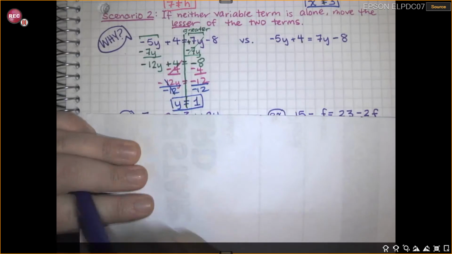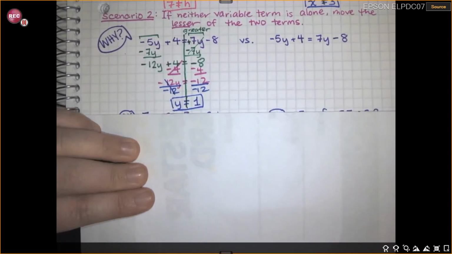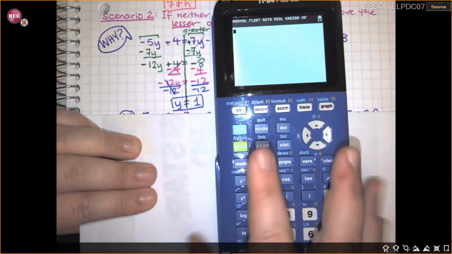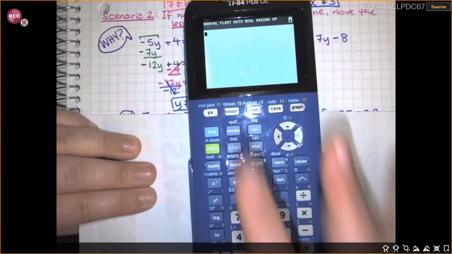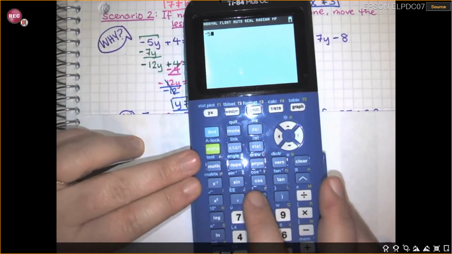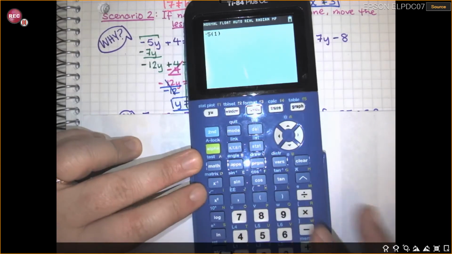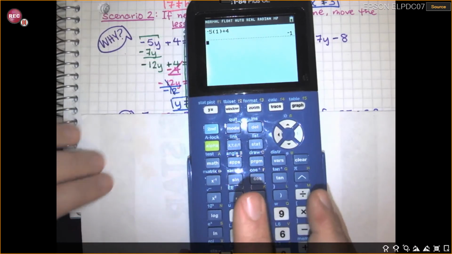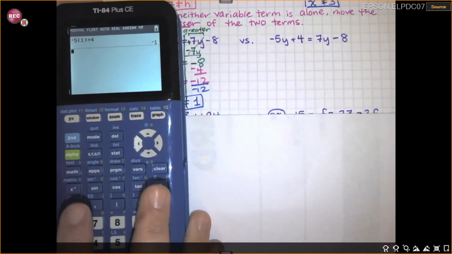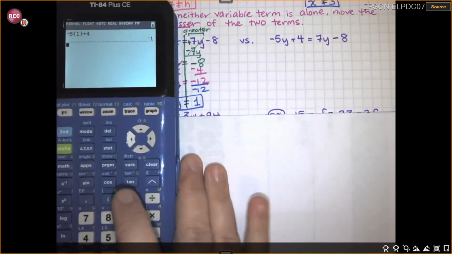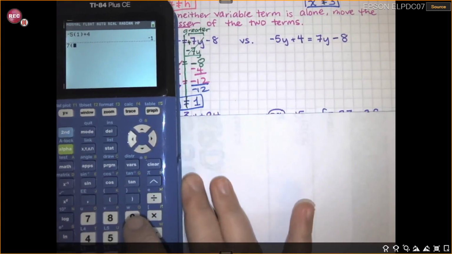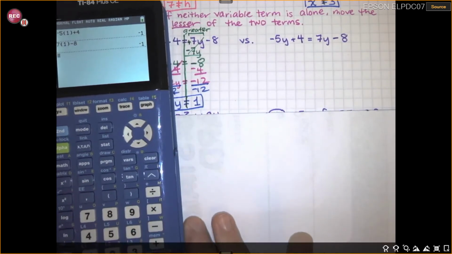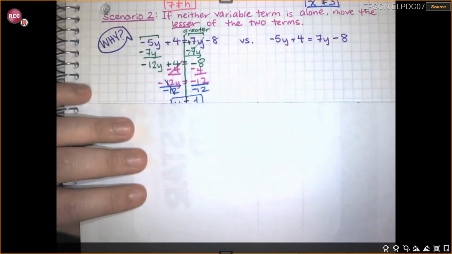Okay. So I know you're probably thinking, not all that bad, but let's double check that this is the answer. So 1 goes in for y. So you do negative 5 times 1 plus 4. Okay, so that results in negative 1. Now do it to the other side and see if you get the same thing. So 7 times 1 minus 8. Negative 1. So that is the correct answer.